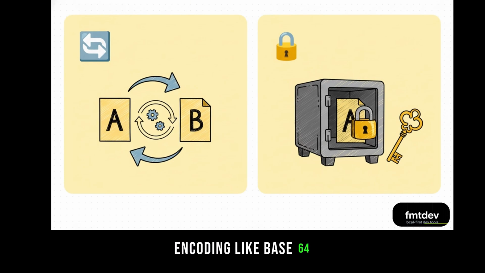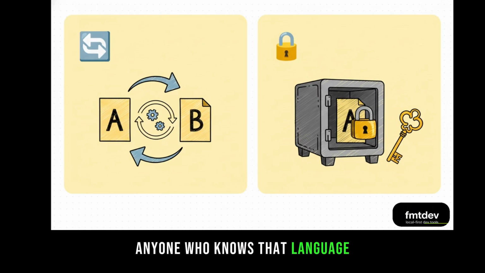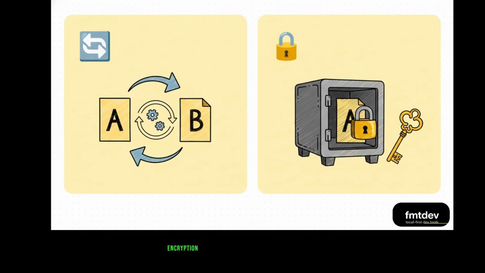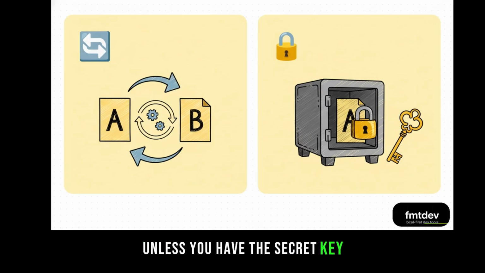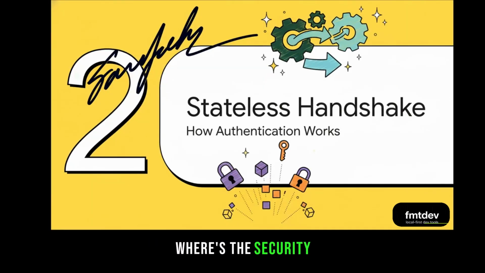You've got to understand the difference here. Encoding, like Base64, is like translating a sentence into another language. Anyone who knows that language can just translate it right back. Encryption, on the other hand, is like locking that sentence in a safe. You absolutely cannot get it back unless you have the secret key. A JWT's payload is just translated, it's not locked away. So you might be thinking, well, if anyone can read the data, where's the security? And it all comes down to that third part, the signature.